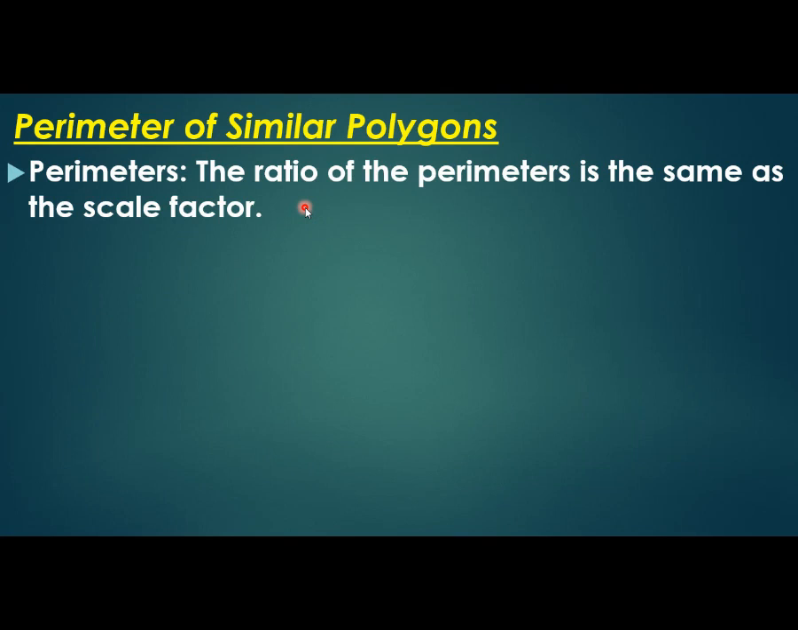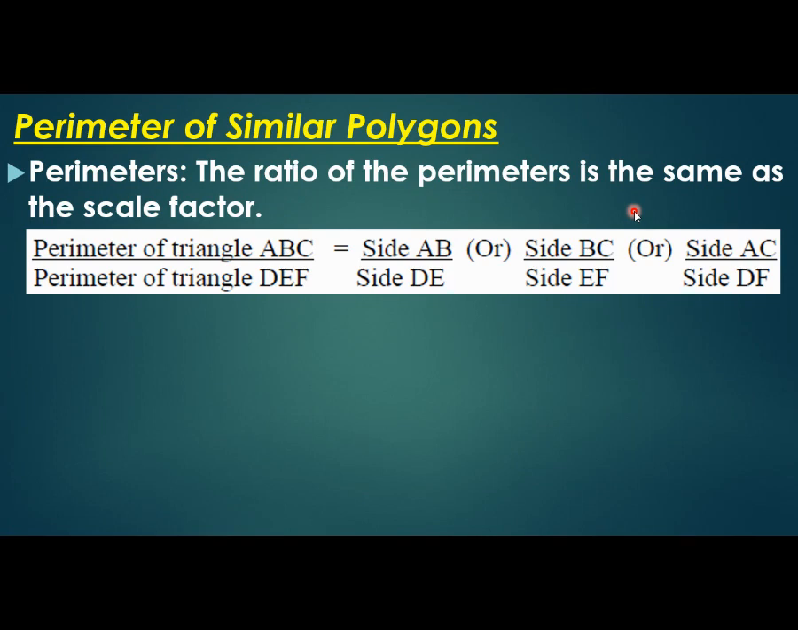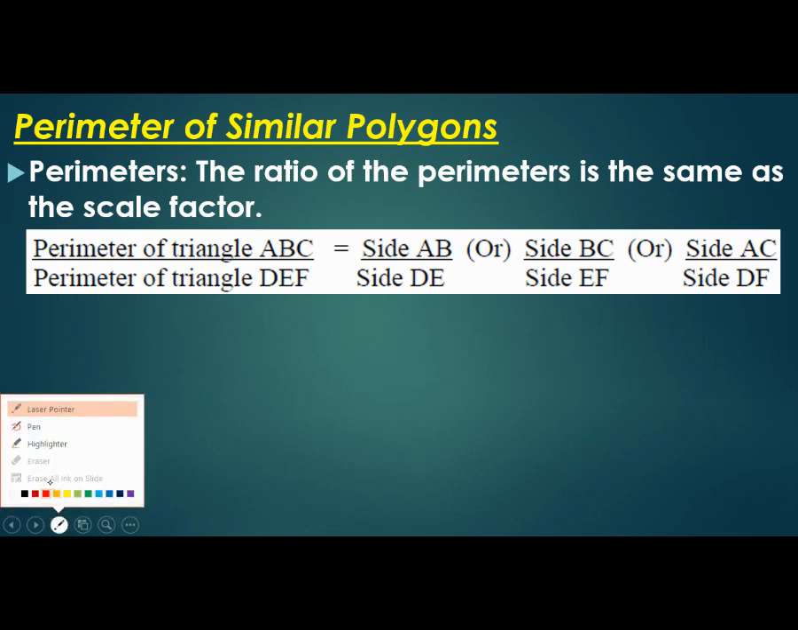Now, in today's class, we'll discuss this one. The ratio of the perimeters is the same as the scale factor. So, perimeter of triangle ABC over perimeter of triangle DEF equals side AB over side DE, or side BC over EF, or side AC over DF. I know it may lead to some confusion, so let me give a really quick example.